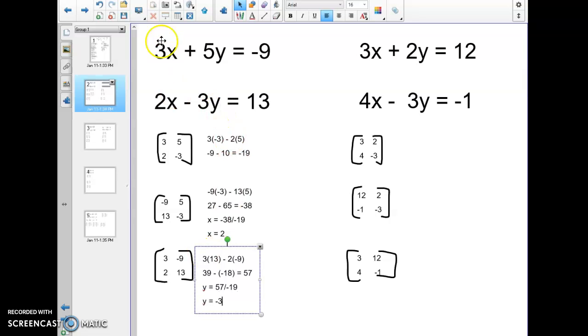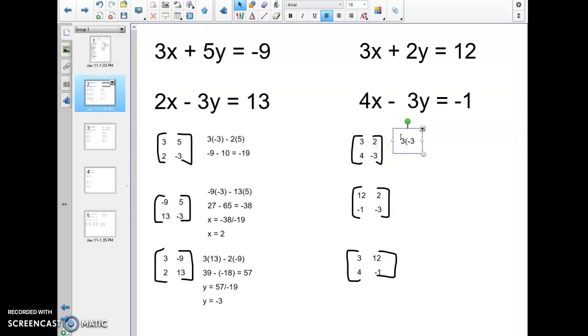And check it. 3 times 2 is 6, 5 times negative 3 is negative 15, 6 and negative 15 is negative 9. 2 times 2 is 4, negative 3 times a negative 3 is a positive 9, 4 and 9 is 13. So I know I'm right. Once again, every one of these can be checked. I would encourage you to do so.